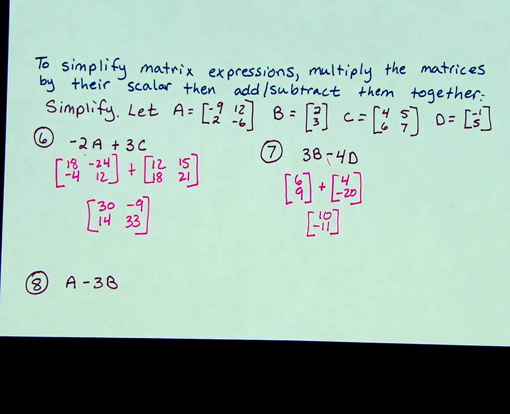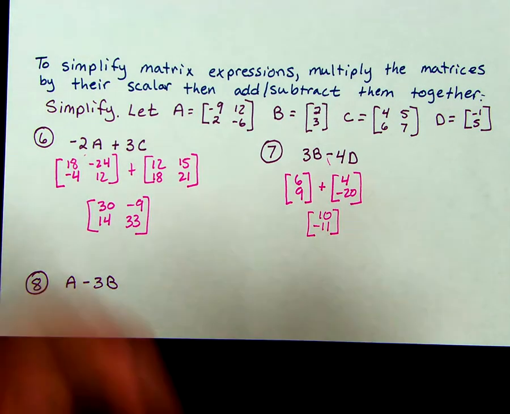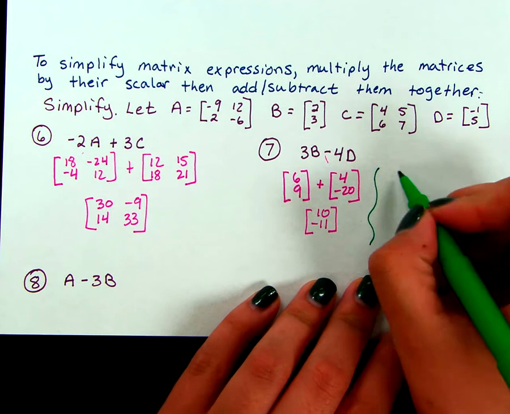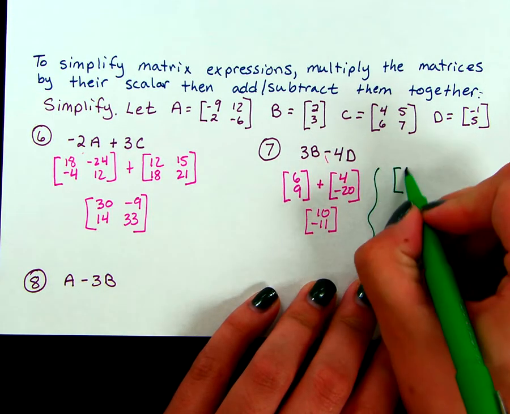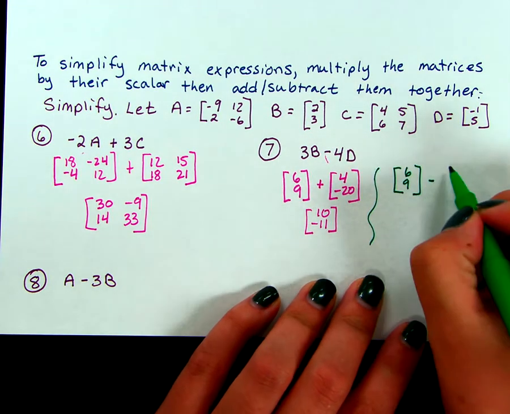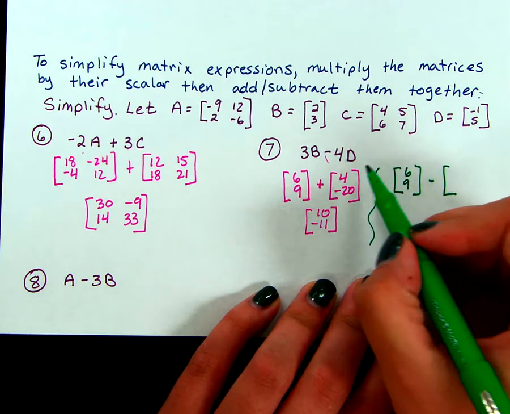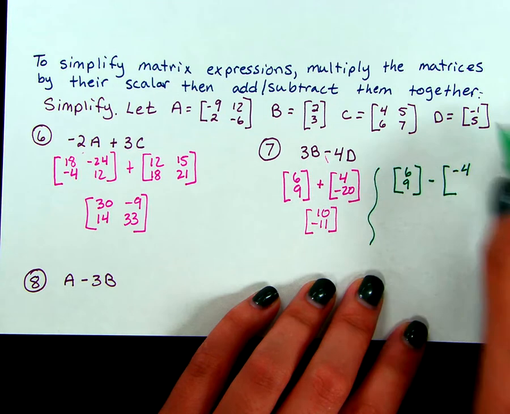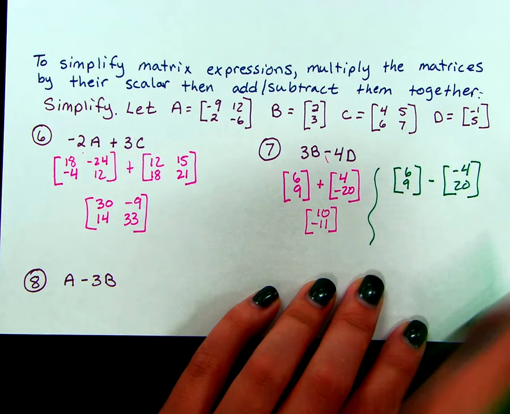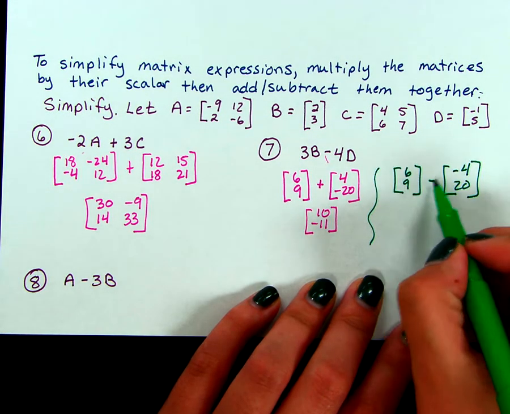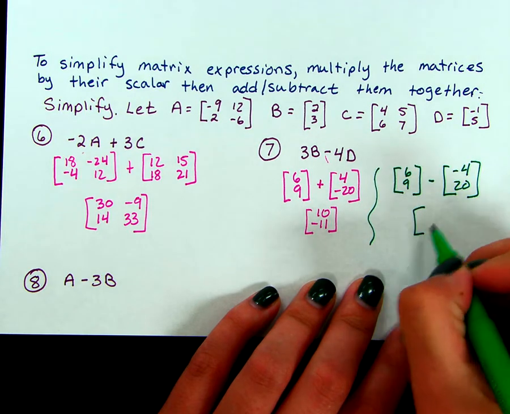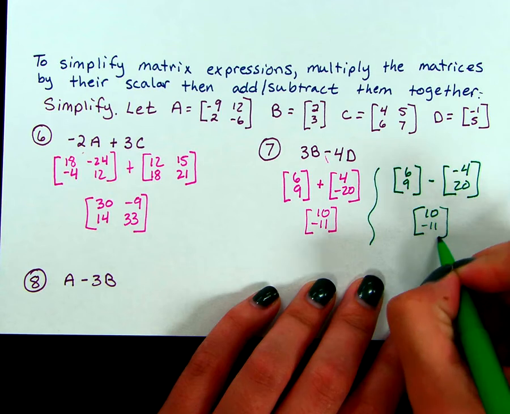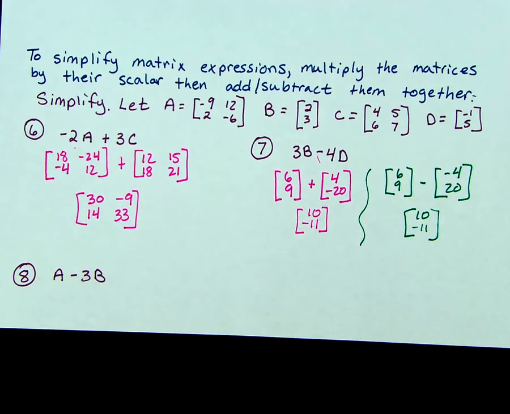Now again, we could do it the other way, so I'm going to show you how to do it the other way. So I'll use a different color marker here. This one's not going to change, so 3 times our matrix B is still going to be 6 and 9. And then if we subtract, we're multiplying by positive 4 this time. So we would have 4 times -1, which would be -4. And then 4 times 5 is 20. And then we would subtract the two instead. So 6 minus -4 would be the same thing as adding, so that's still 10. And 9 minus 20 is -11. So either way, you're going to get the same answer.